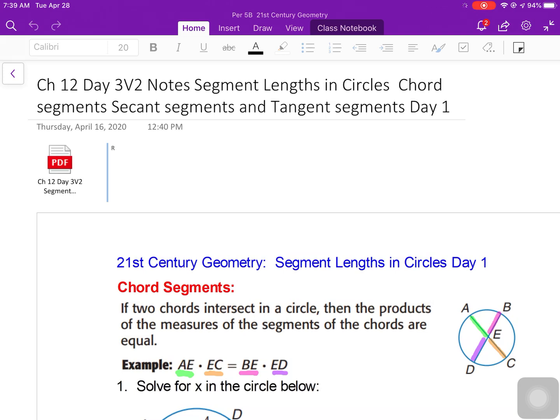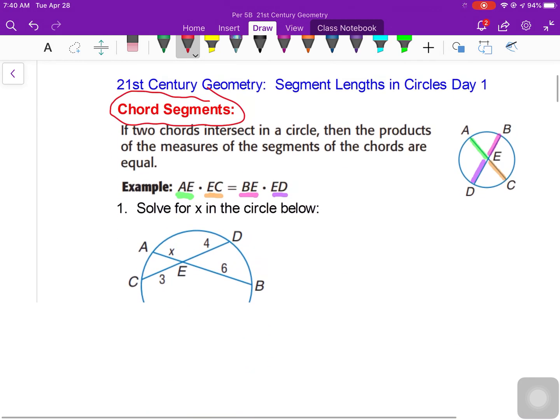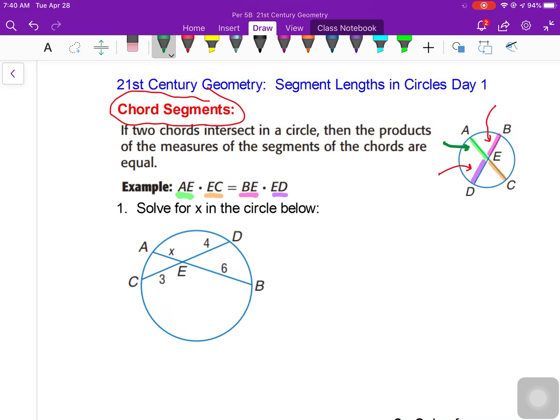In day 3 of chapter 12, we're going to start talking about segments inside of circles. And the first type of segment that we're going to talk about in a circle is called chord segments. Just to remind you, a chord is a segment that has both of its endpoints on the circle. And when we're calculating lengths in chord segments, the pattern that we look for is this. We take the first part of one chord segment times the second part will equal the first part of the other chord segment times the second part of that other one.